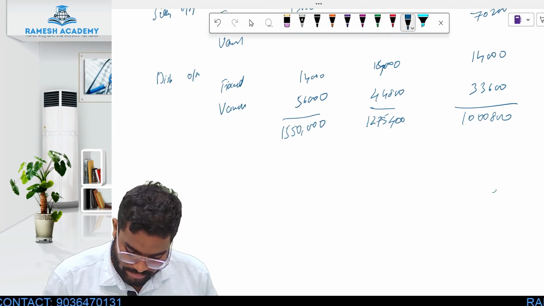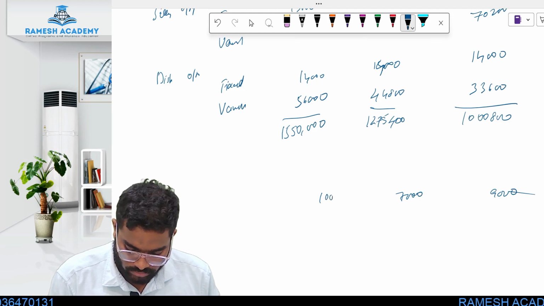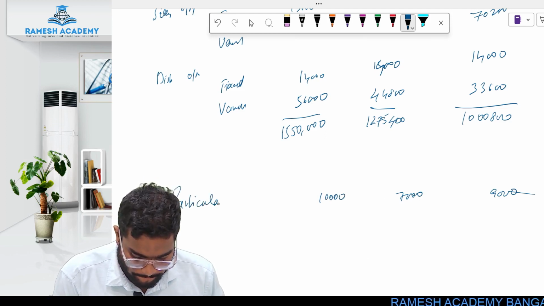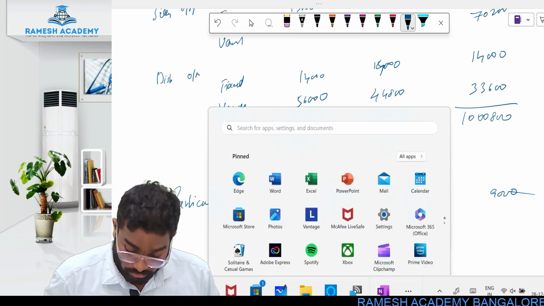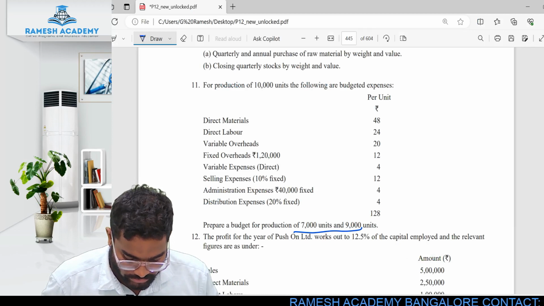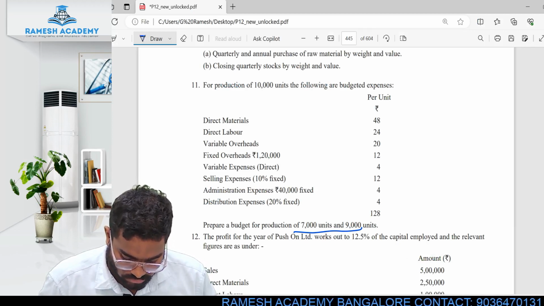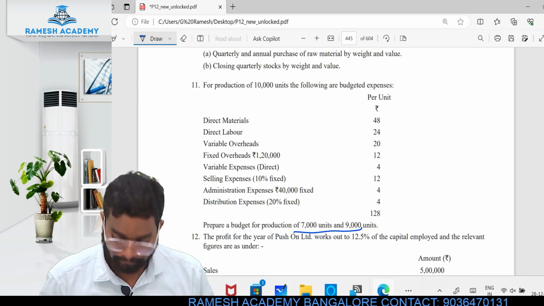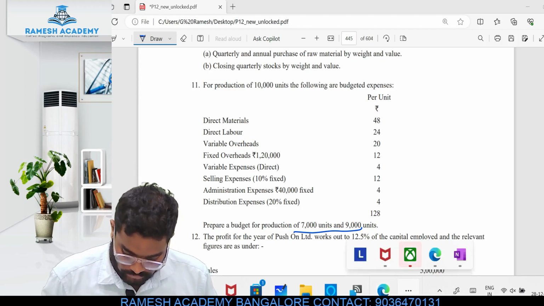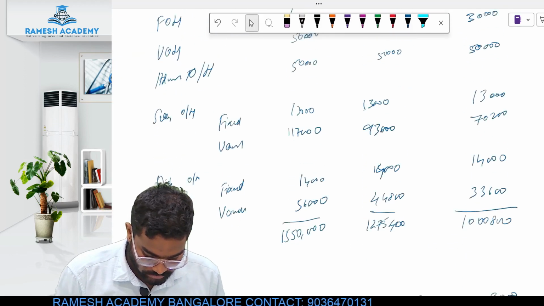So 9,000 units, 7,000, 10,000 units, particulars. So we'll see what are the expenses in it. Direct material, direct labor, variable overhead, fixed overhead, variable expenses. Same as the previous question. No single difference. Same. Then we'll go with the full flow here. 48, 24, 20. I'll just copy this.